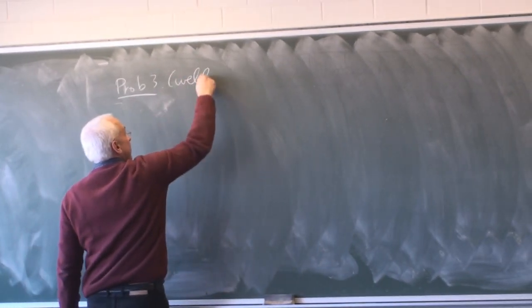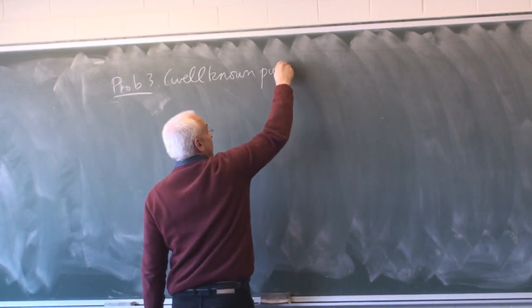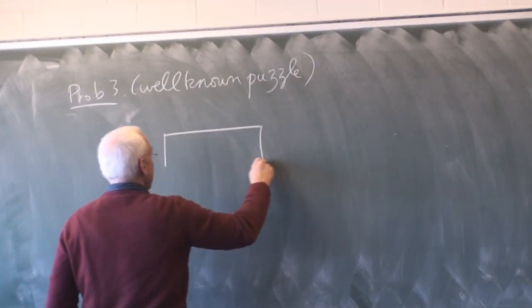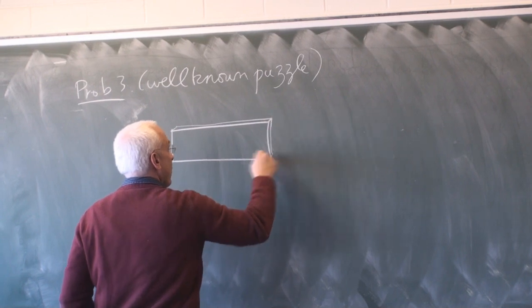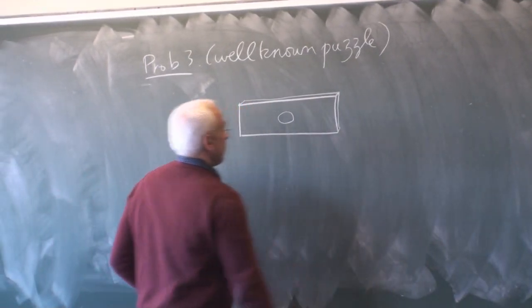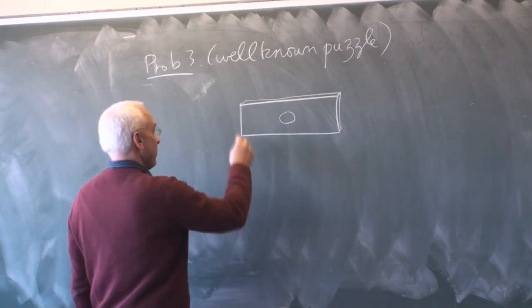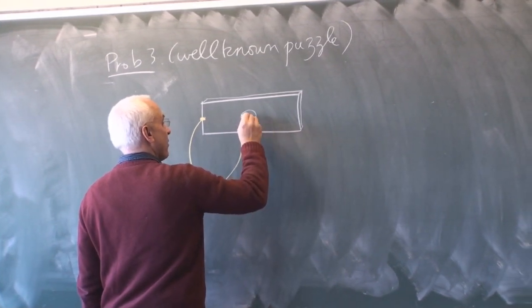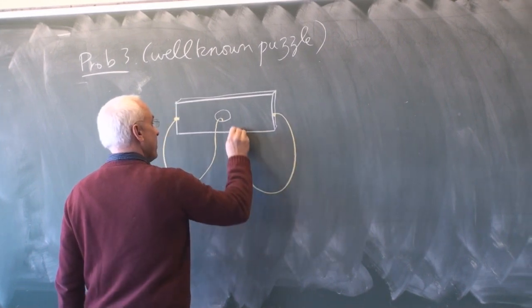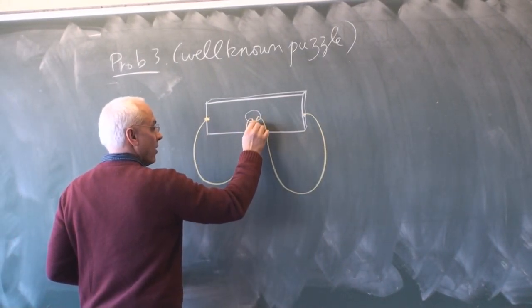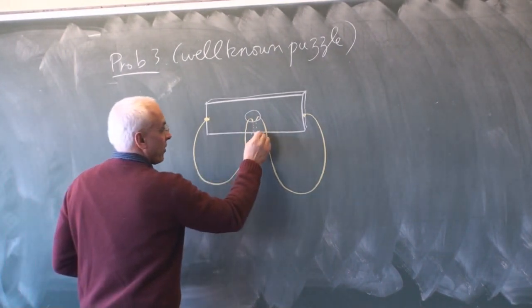Okay, and problem number three. This is a well-known puzzle that you can find in many places. So we have a piece of wood. It's like a thin little piece of wood, and it's got a hole in the middle. There's some string, and the string comes up and through there, and there's another piece that goes up and through there. It goes through the hole and comes out the other side, and then it wraps around.